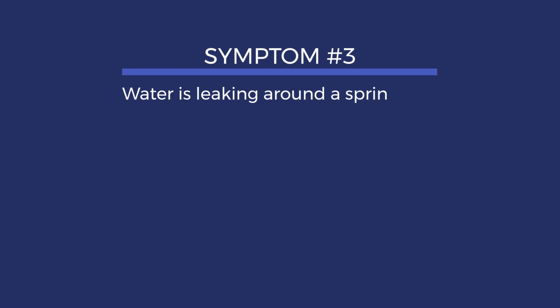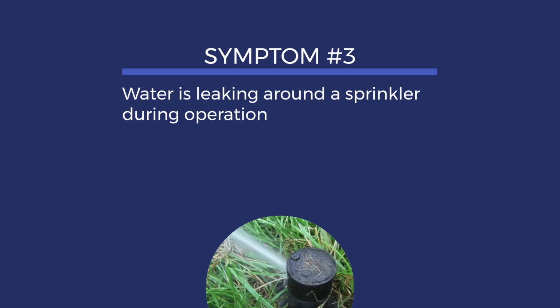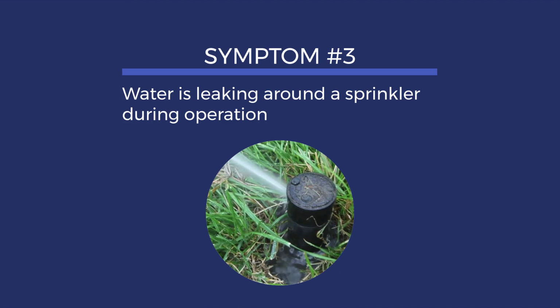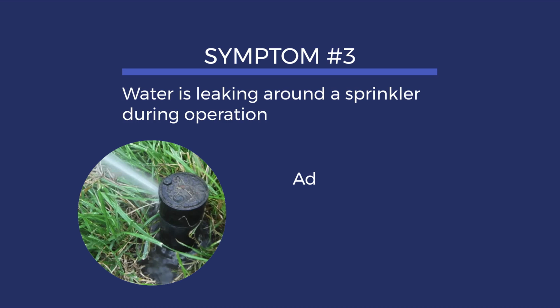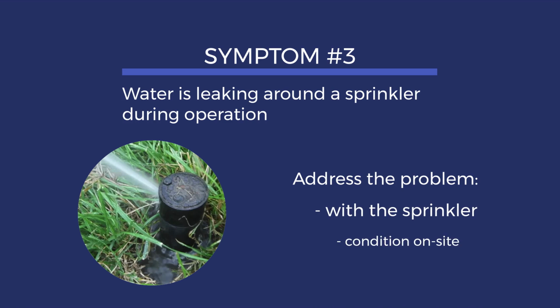Symptom number 3. Water is leaking around a sprinkler during operation. If water is leaking from a sprinkler while it's operating, the sprinkler has been damaged in some way. To fix this problem and prevent it from occurring again, you will need to address both the problem with the sprinkler and the conditions on site that created the problem.